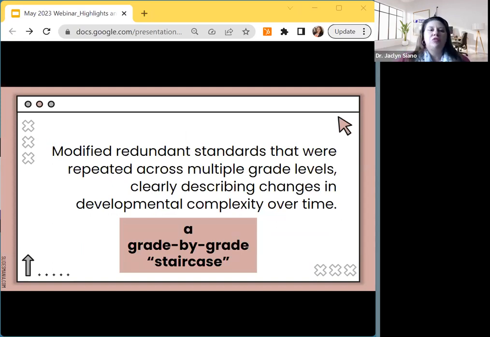One of the other big changes for ELA is they really made a push to modify redundant standards. If you remember, in the ones that we're currently using, the 2016, there are definitely some standards within the same grade level that are very, very similar. So they did try to get rid of any major redundancy, and they really tried to make it more like a staircase. So, one standard in grade 1, the next one in grade 2, they're not redundant. They build off of each other. So they definitely focused on developing complexity as you proceed through the grade levels.